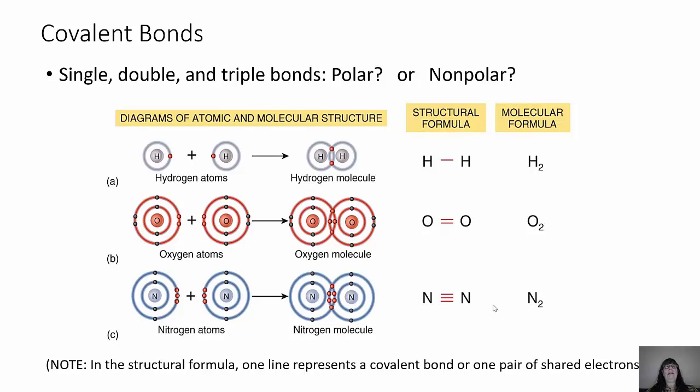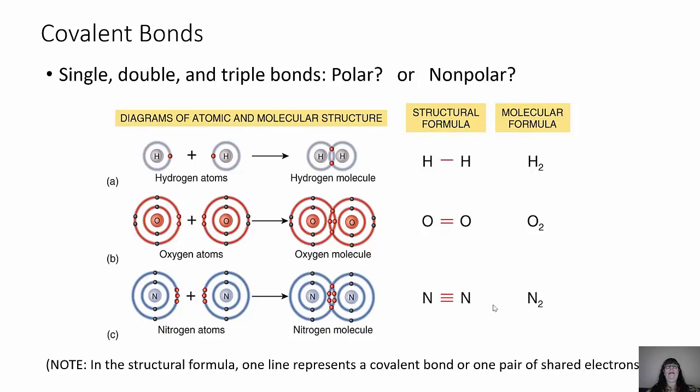But oxygen, if you count, 2, 4, 6, has 6 electrons in its outermost shell, which means it needs 2 more. So the oxygen atoms are going to share 2 pairs of electrons to fill their outermost shell. So that creates a double bond because there's 2 pairs of electrons being shared. So it's O double bond O. The molecular formula is O2.